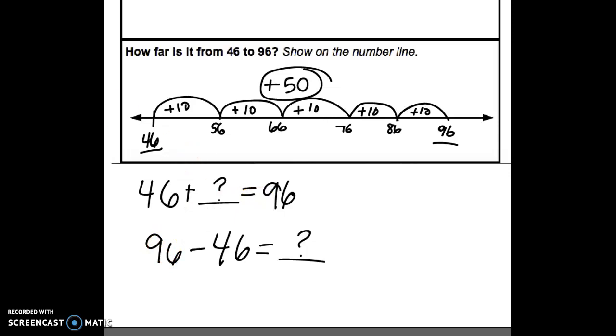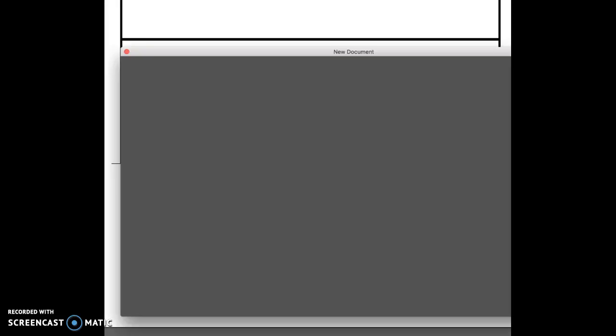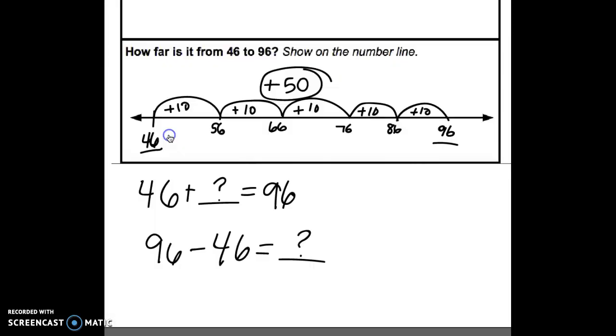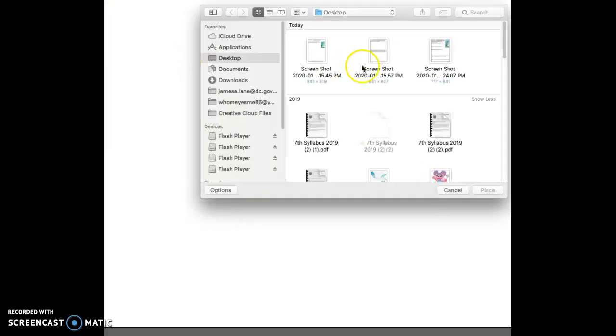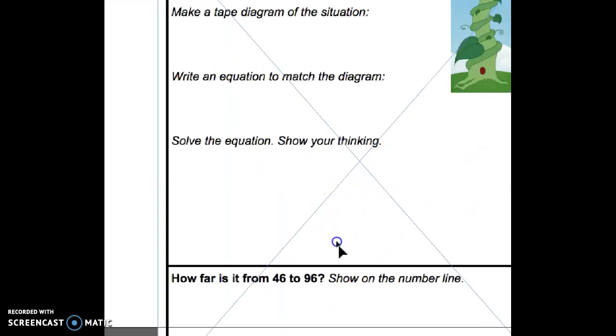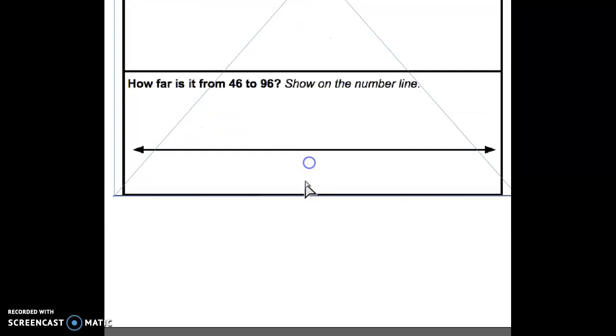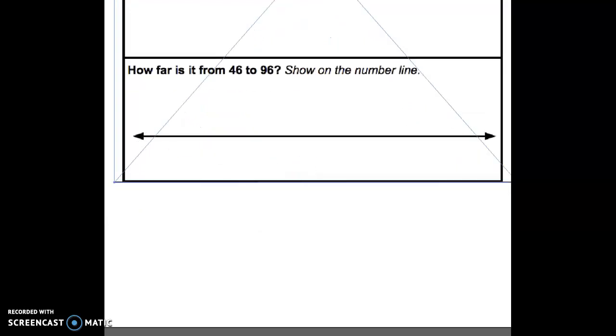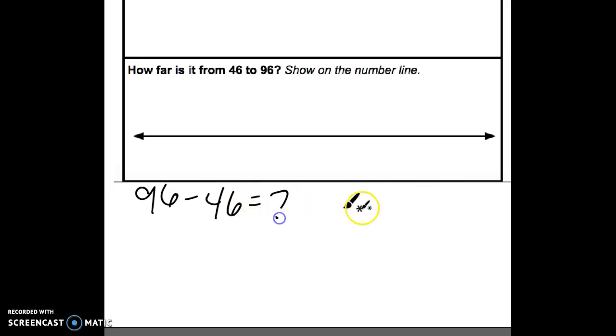So I'm going to make a new page, and then I'll put in our worksheet, our homework. Move it up like that so we can see clearly, and I'll show you how to subtract. So 96 minus 46 equals something.